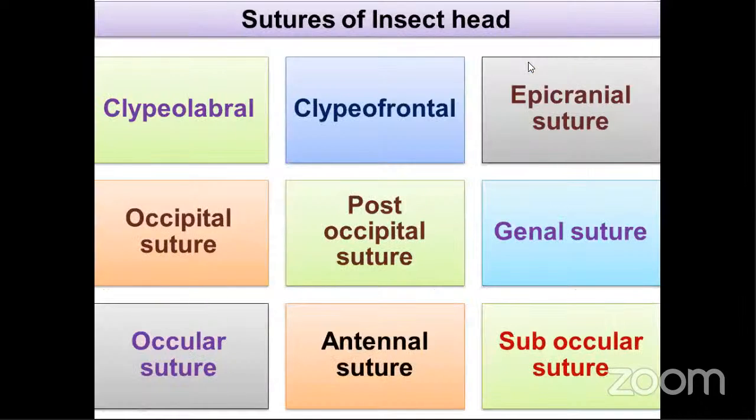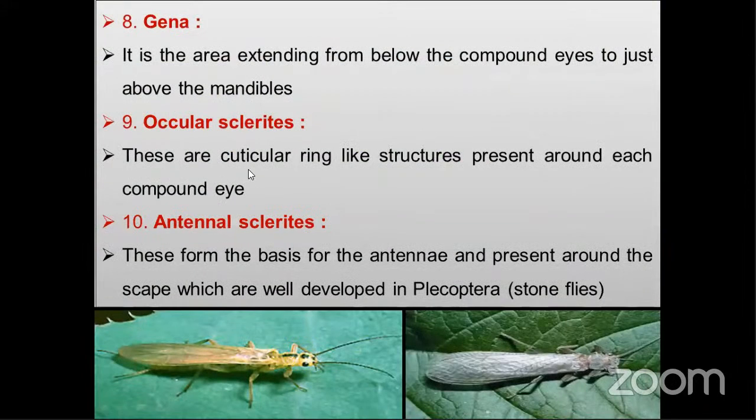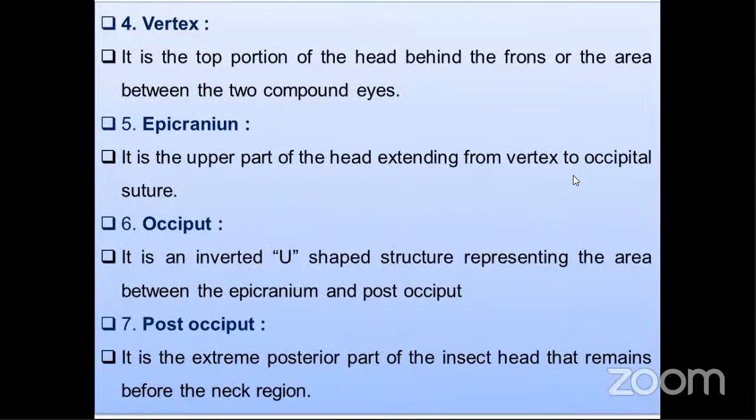First we will discuss sclerites only. The epicranium is the upper part of the head, extending from the vertex to the occipital suture. Occiput is an inverted U shape. In the already shown diagram, it is an inverted U shape, not a V shape. Sometimes they will ask like this: which one of the following is an inverted U-shaped structure? That represents the area between the epicranium and the post-occiput. So that is the occiput. Post-occiput is the extremely posterior part of the insect head.